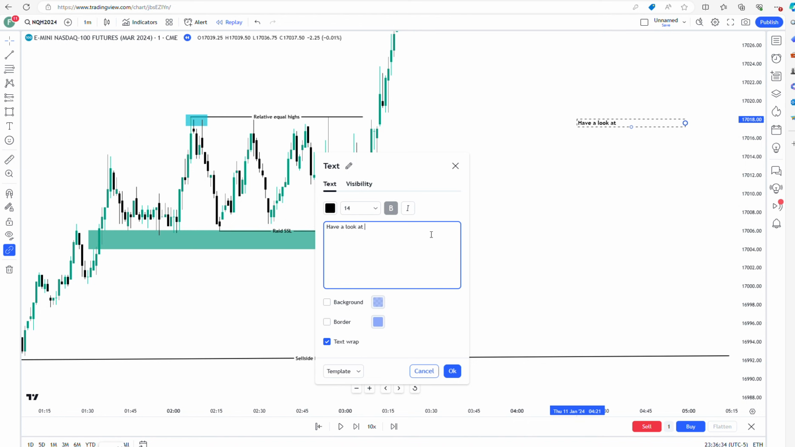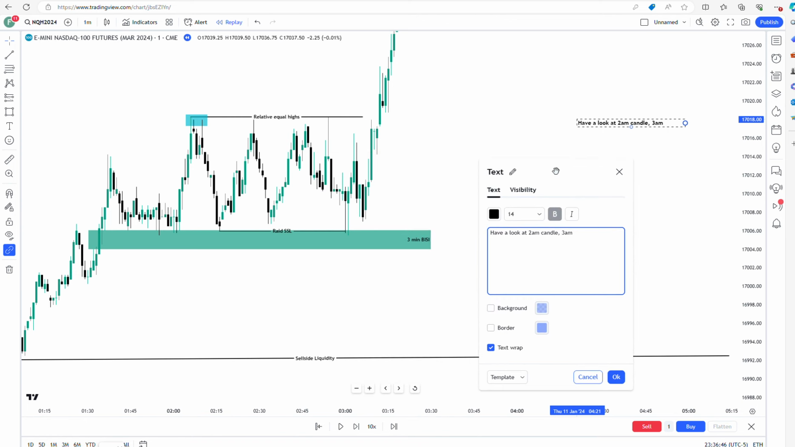Have a look at the 2 a.m. candle and the 3 a.m. candle. So if you're trading the London session, have a look at these 2 candles and see if they do anything interesting. Sometimes what I notice is that when volatility and volume comes into the market, either at 2 a.m. or 3 a.m., the market might just wick into an area and reject from there. That signifies the true price direction of movement, and it also gives you a little hint.